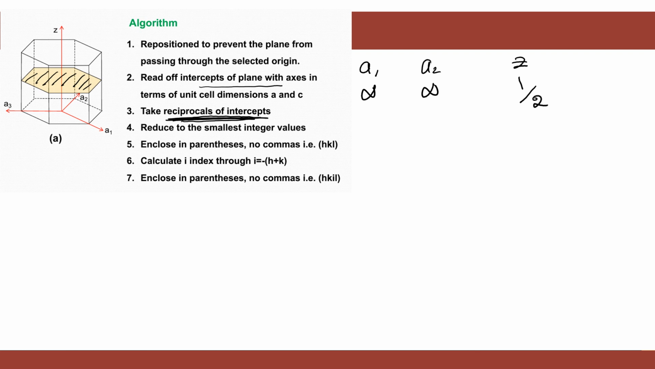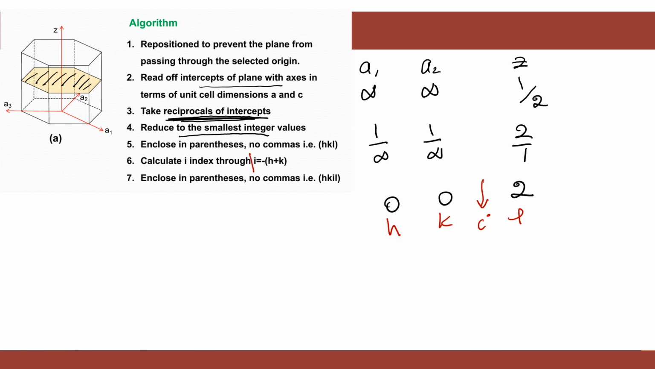So you take the reciprocal, so that will be 1 over infinite, 1 over infinite, and 2 over 1. So 0, 0, 2. Are we good? Then reduce to the smallest integers. So they are integer values enclosed in parentheses. Okay, so this will be h, k, and l. So we need to have another one here for I3, which we call the I.